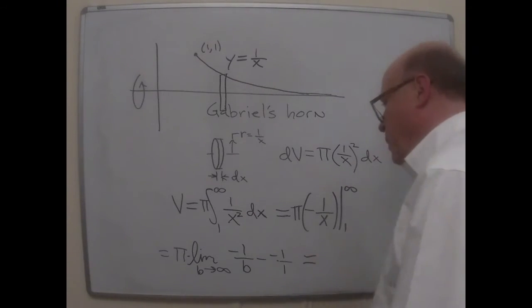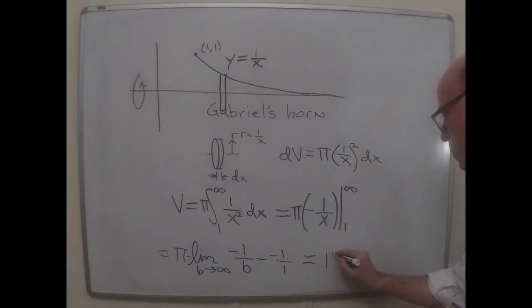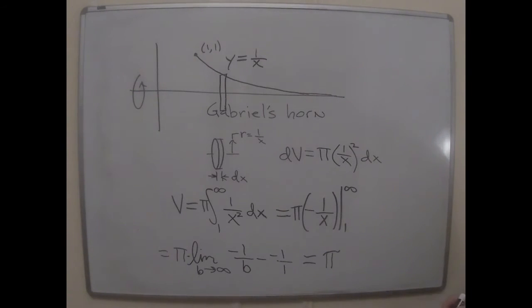So what do we get for the volume? Like I said before, pi. Finite amount of volume. Now let's take a look at the surface area.